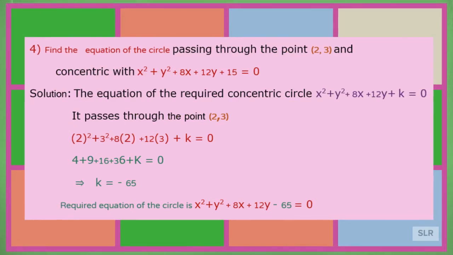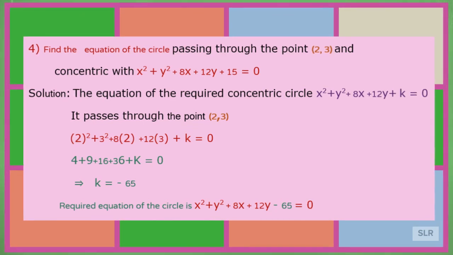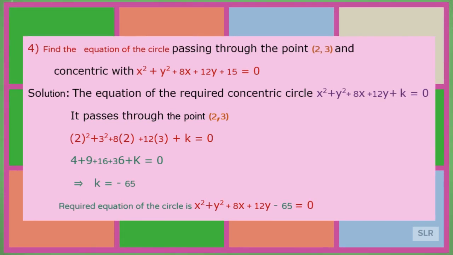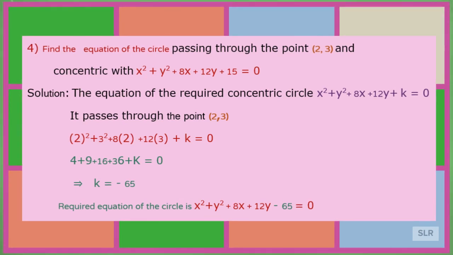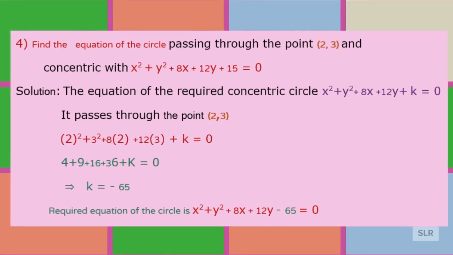Take the fourth problem. Find the equation of the circle passing through the point (2, 3) and concentric with x² + y² + 8x + 12y + 15 = 0. Here, a point the circle passes through and a concentric circle are given. Find the equation of the circle. Solution: we know that concentric circles differ in the constant term only. Therefore, the equation of the circle is x² + y² + 8x + 12y + k = 0. It is given that this circle passes through the point (2, 3).